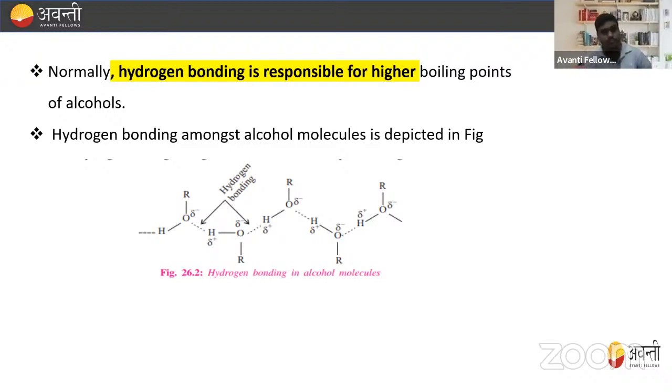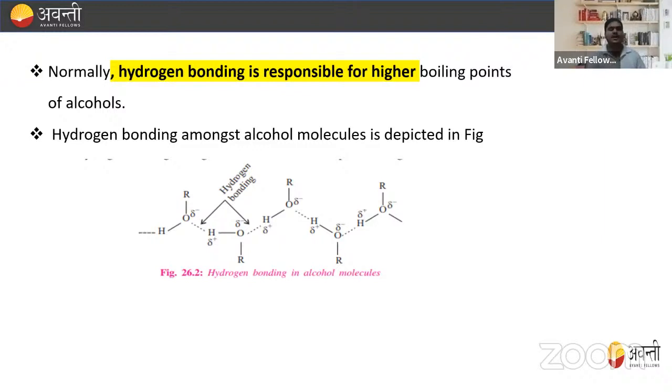Now, hydrogen bonding among alcohol molecules is shown here. We can see that this one is known as a hydrogen bond. For example, take ROH. This O has a partial negative charge and it will attract the partial positive charge of hydrogen. This bond is known as a hydrogen bond. So always remember this: this is a hydrogen bond. I hope this is clear to you, how hydrogen bonding acts, right? Good.